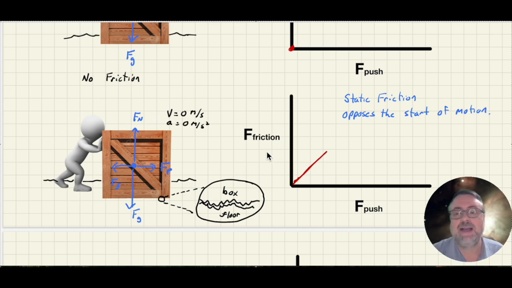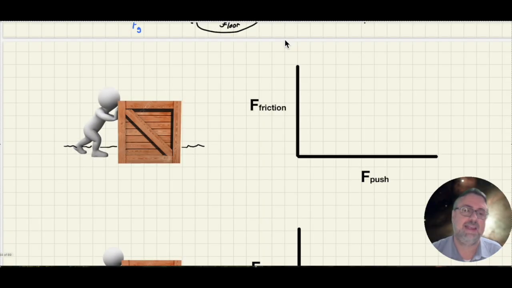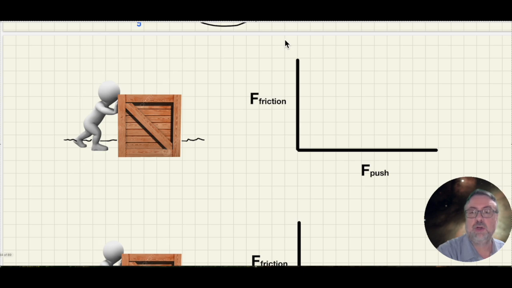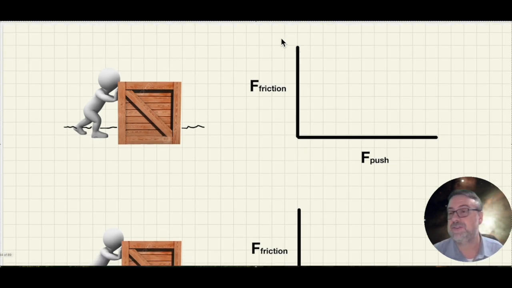Now, the reason why the box is not moving yet is because we haven't pushed with sufficient force to unlock these two surfaces. As you continue to make this push larger, eventually these two surfaces will separate, and then something odd actually happens. So let's say you've pushed hard enough to break those surfaces apart. Then the box doesn't just start moving, it will actually start to accelerate.